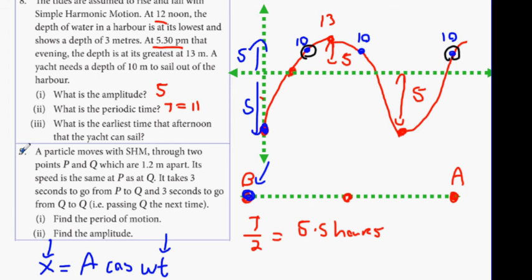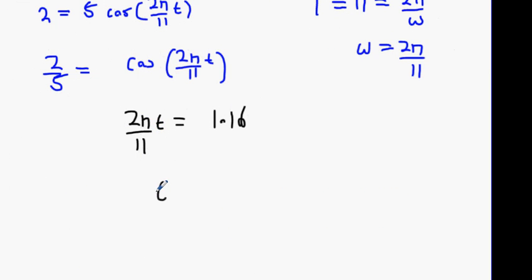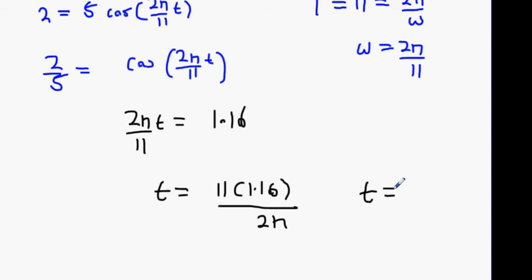So find out what t is, guys. t is going to be 11 times 1.16 divided by 2 pi. Once you give me that, you're done. How many hours later does it take for us to find that height? Put that into the calculator, quickly. 2 hours. Is it 2 hours on the dot? 2.03. So 2.03 hours added on to your 12 noon.